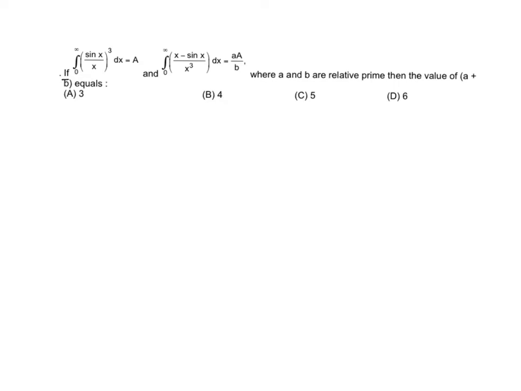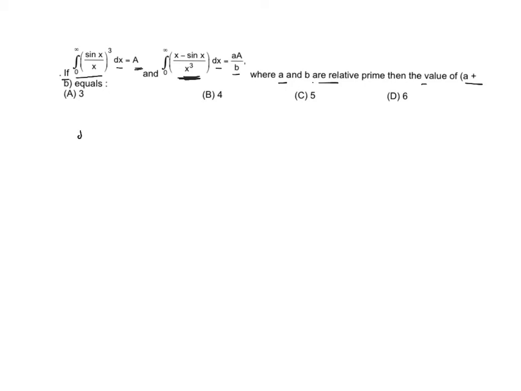Next problem: if the integral from 0 to infinity of (sin x / x) cubed dx is given as A, and the integral from 0 to infinity of (x minus sin x) divided by x cubed dx is given as a into capital A divided by b, where a and b are relatively prime numbers, then find the value of a plus b. That means we have to express this integral in terms of capital A.